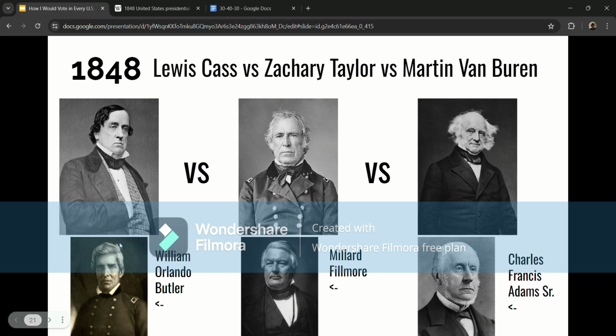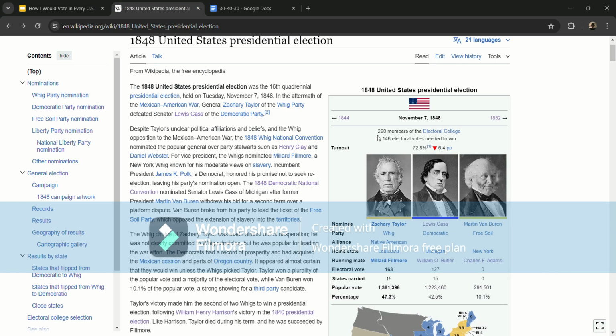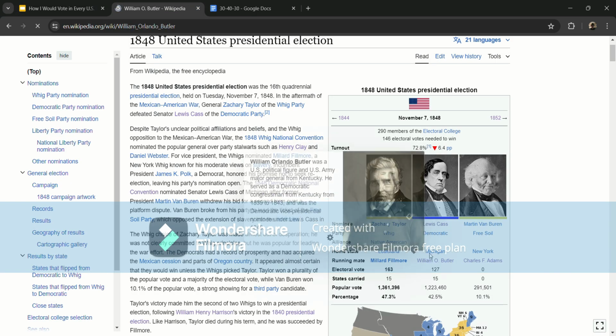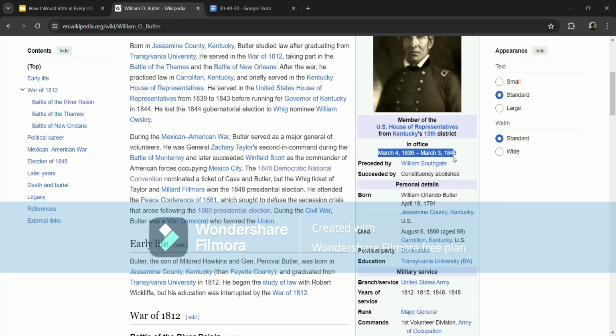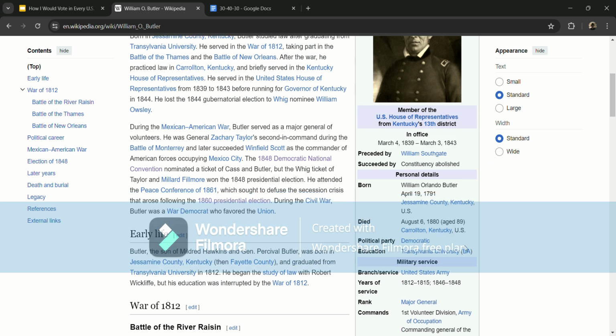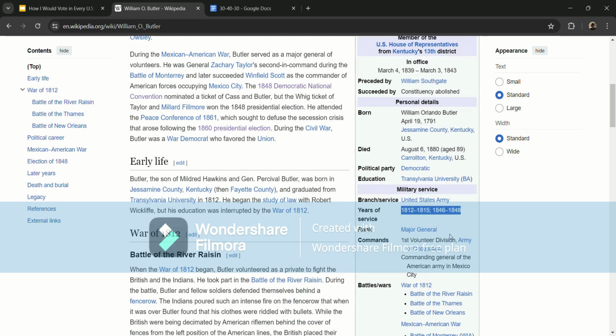And William Orlando Butler. He was a general in the Mexican-American War, or not necessarily a war hero, but he served in the Mexican-American War, and was also briefly a member of the House of Representatives from, I believe he was from Kentucky as well, if I'm not mistaken. Yes, from Kentucky. Served there for 2 terms. Lived for a long time, too. Wow, dang. Also served in the War of 1812. Okay, and my apologies. He actually was a Major General.